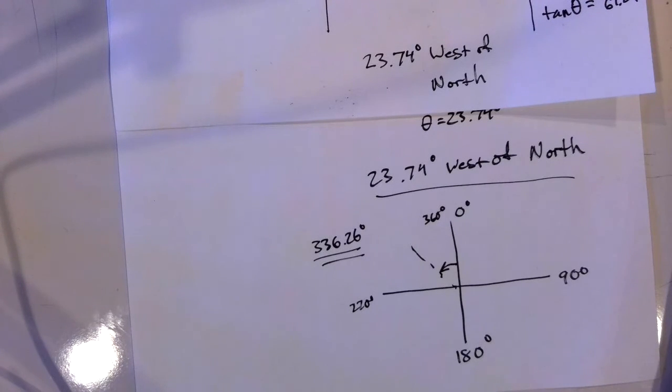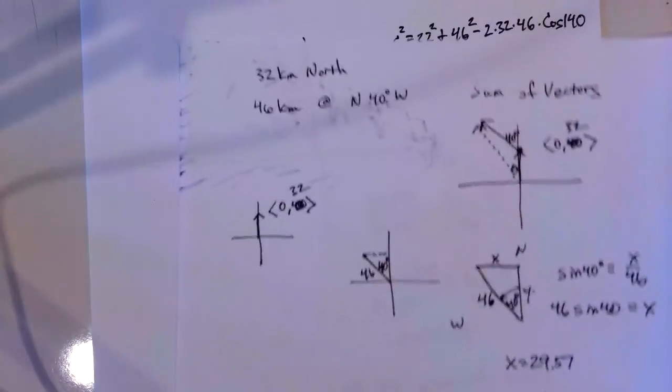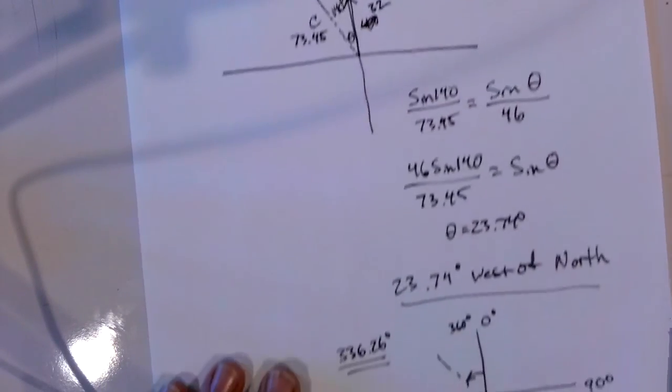So it's a good question. It's a tough problem. There's two approaches. My guess is that they want you to do it this way, the sum of the vectors. I sure like the law of cosines approach in that problem.